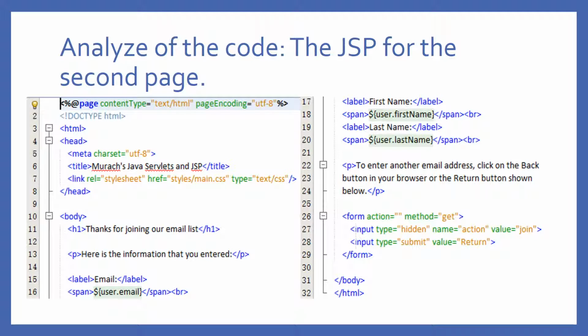These tags work because the EmailListServlet stored the User object as an attribute of the request object with a name of user. In addition, this works because the User object has getEmail, getFirstName, and getLastName methods that provide access to the data that's stored in the User object.